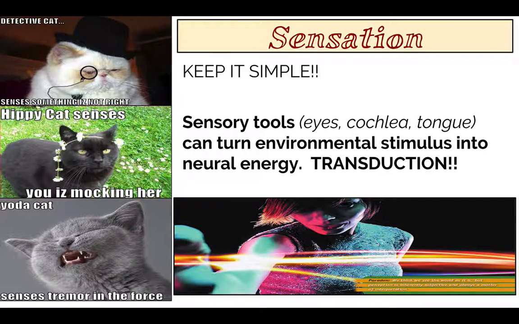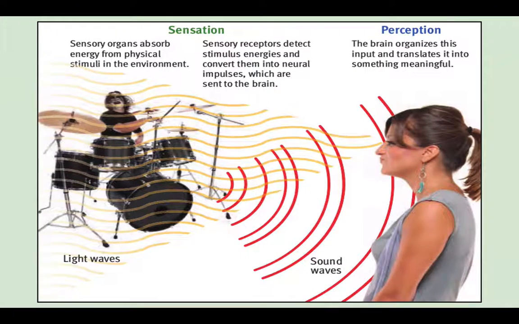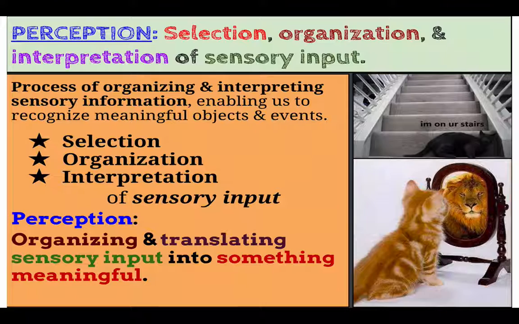All right, so sense, a quick recap, happens out in the body, in the eyes, and the cochlea in the ear, in the tongue, in the olfactory bulb, the sensory neurons in the body, etc. It's transduction. Perception happens in the brain. Kind of moving to the second step. So perception: selection, organization, interpretation of sensory input, again, happening in the brain.